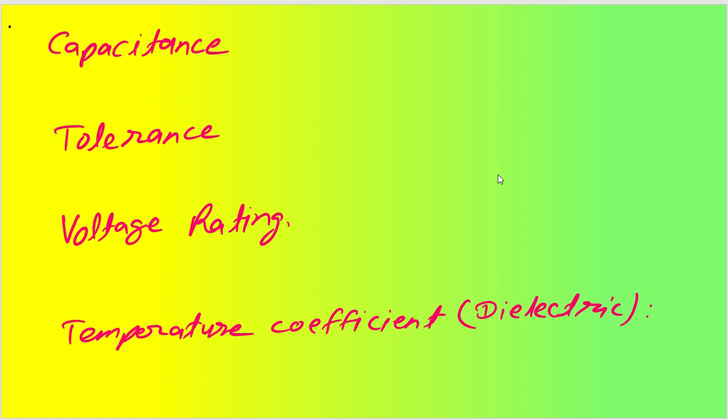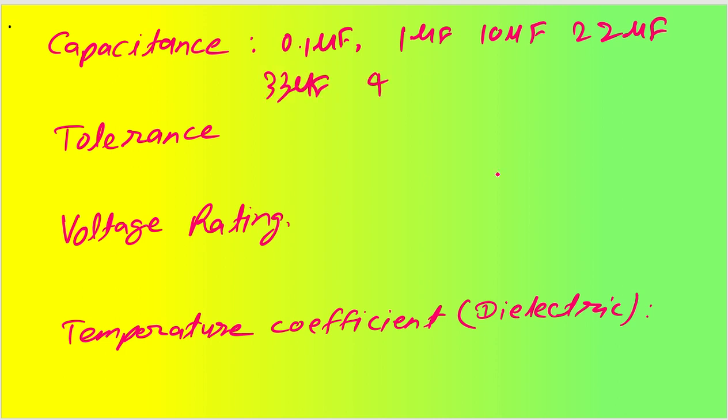So first of all, we need to decide what the capacitance is. Let's say I need to find a 0.1 microfarad capacitor, or 1 microfarad, or 10 microfarad, or 22 microfarad, or 33 microfarad, or 47 microfarad, or 100 microfarad capacitor. I'm giving you some of the standard values. They are available in picofarad as well, and then microfarad, okay.